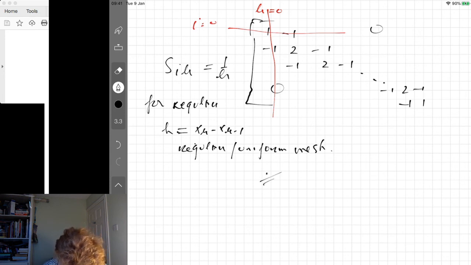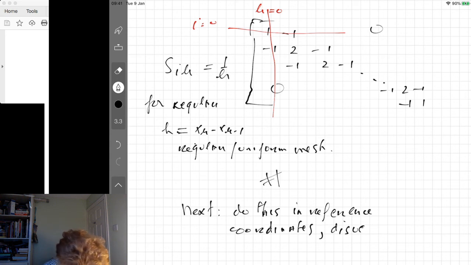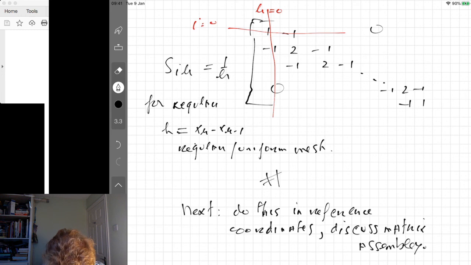I stop here. Next will be to do this in reference coordinates, and then I will discuss the matrix assembly. So we stop here. It will be a separate short recording.